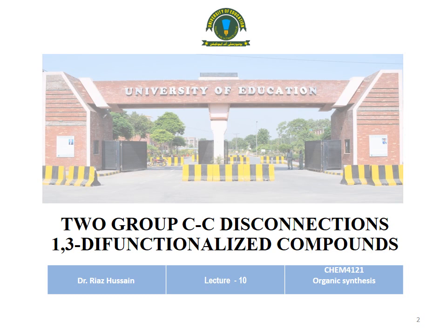These compounds will contain two functional groups and the relationship between the two functional groups is 1,3. One functional group will be at position 1 and the other will be at position 3. And in this lecture we will disconnect the carbon-carbon bond of the compounds containing two functional groups.